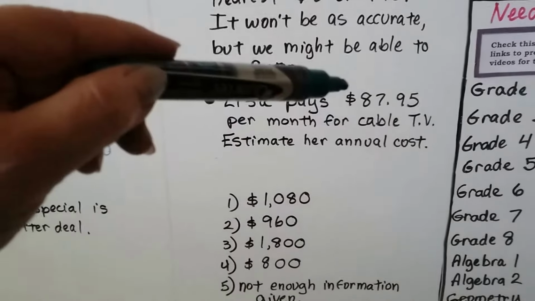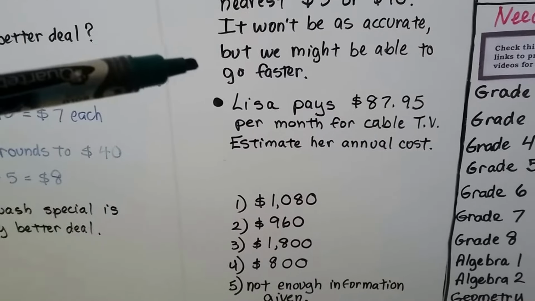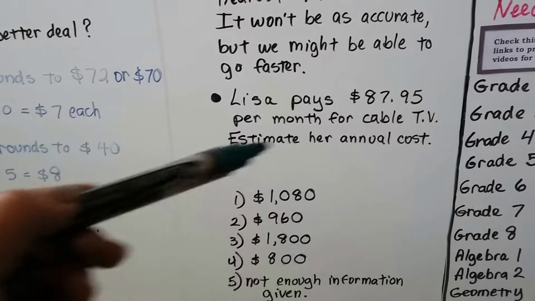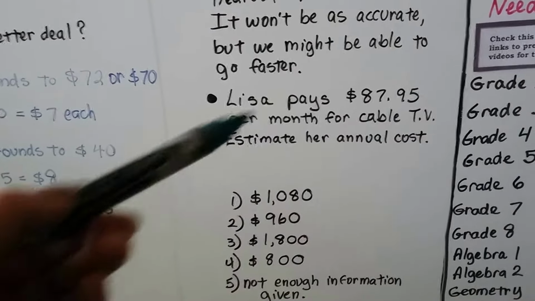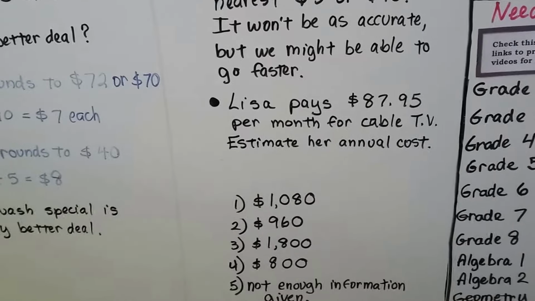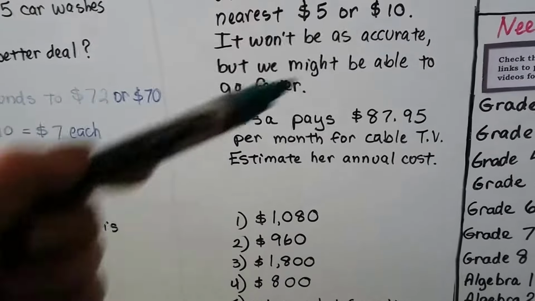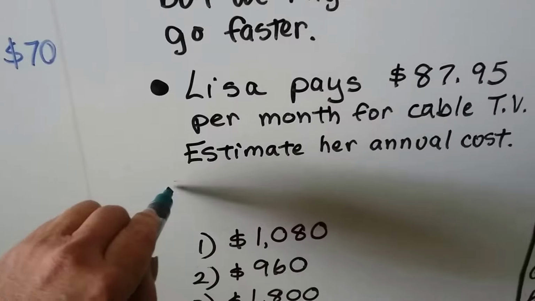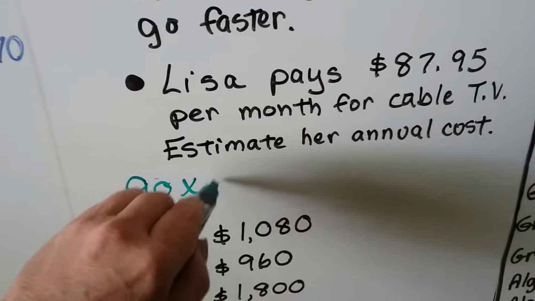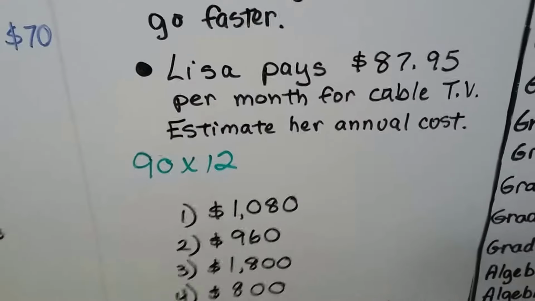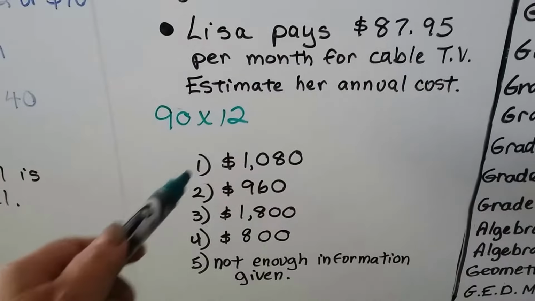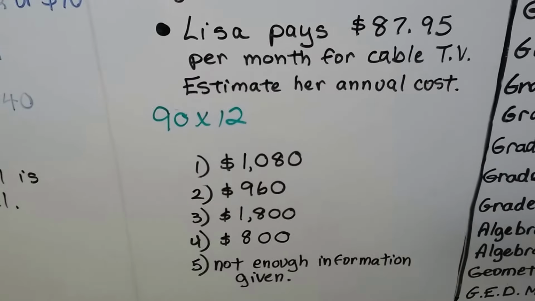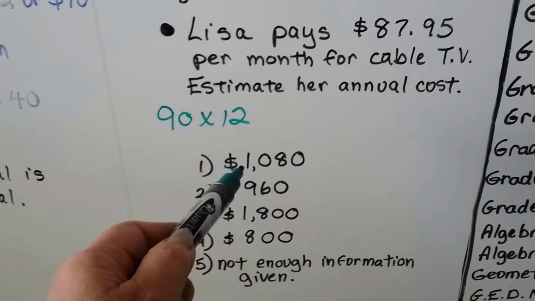So if she pays $87.95 each month, we need to multiply it by the 12 months to find her annual cost. We can round the $87.95 to $90. We can just round it to the next 10. That'll help us go quicker. So now we can just do 90 times 12. And actually how I do it is 9 times 12, which is 108, and then I add that extra 0. So that would be 1,080.